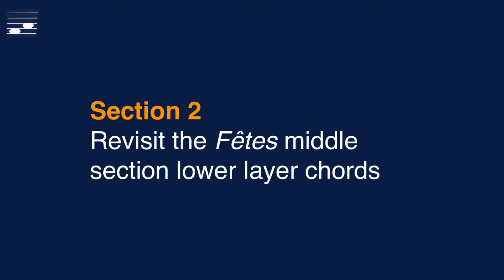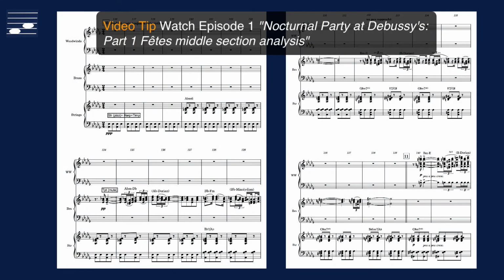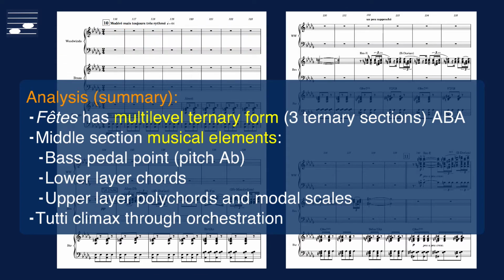We'll briefly return to the Fêtes original. Those who watched part 1 in the series will remember that the piece has multi-level ternary, that is A-B-A, structure. The middle section is based on the following musical elements: pedal point in the bass part, harmony in the lower layer, and, combined with upper layer triads, this yields polychords and modal scales. I showed how a tutti climax is achieved through orchestration.